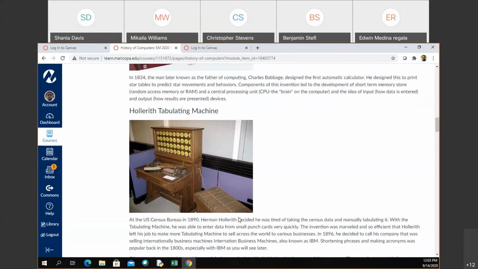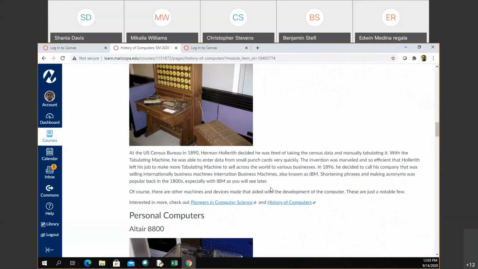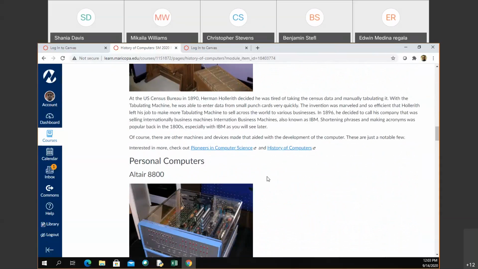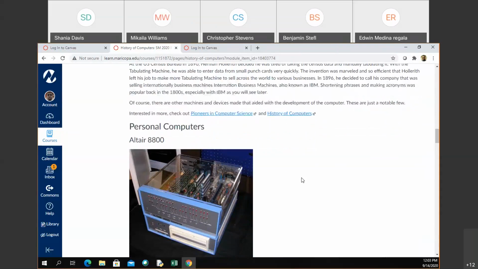And later, that was kind of long for people to say, so they started calling it IBM, which many of you may have heard of. IBM. So IBM was started from this. But yeah, of course, I have a couple of links here, so you can look at some other things.